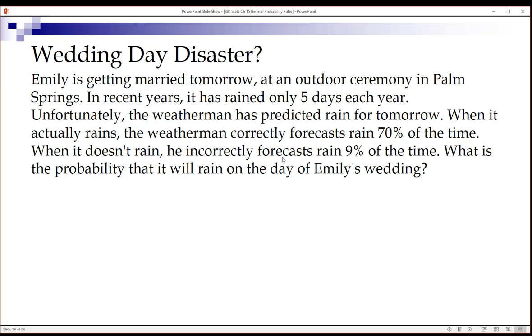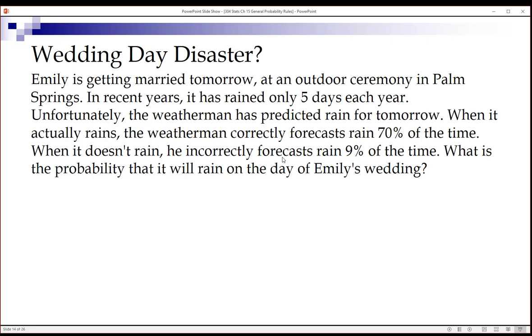Okay, so let's go ahead and look at another example. Emily is going to get married tomorrow in an outdoor ceremony in Palm Springs. In recent years, it's rained only 5 days each year. So it's only rained 5 days a year in Palm Springs on average. Unfortunately, the weatherman has predicted rain for tomorrow. When it comes to rain, the weatherman correctly forecasts rain 70% of the time. When it doesn't rain, he incorrectly forecasts rain 9% of the time. What's the probability it's going to rain on the day of Emily's wedding?